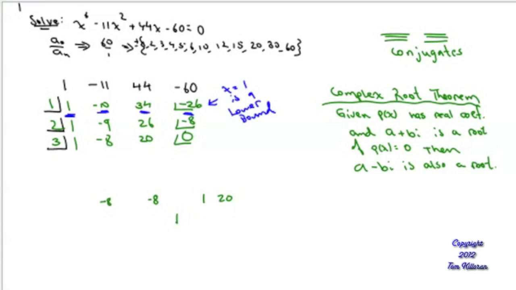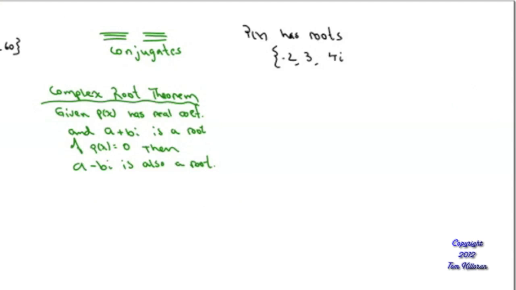Basically all it's saying is, if you have one complex solution, then you must also have its conjugate as a solution. Guaranteed without a doubt. So if I say p of x has roots negative 2, 3, and 4i, and it has real coefficients, what's its fourth root? Negative 4i. Without a doubt, negative 4i also has to be a root.